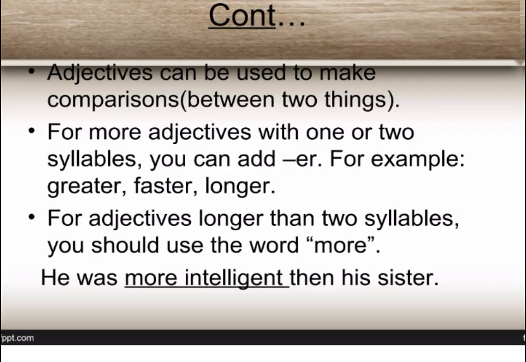Adjectives can be used to make comparisons between two things. For most adjectives with one or two syllables, you can add -er. For example, greater, faster, longer. For adjectives longer than two syllables, you should use the word more. He was more intelligent than her sister.